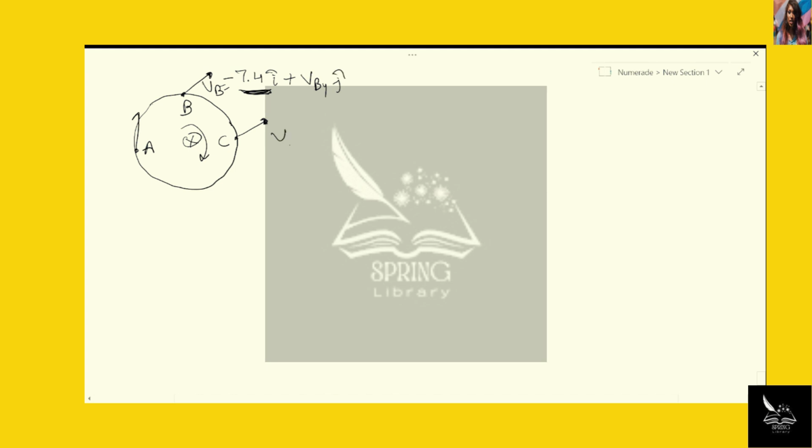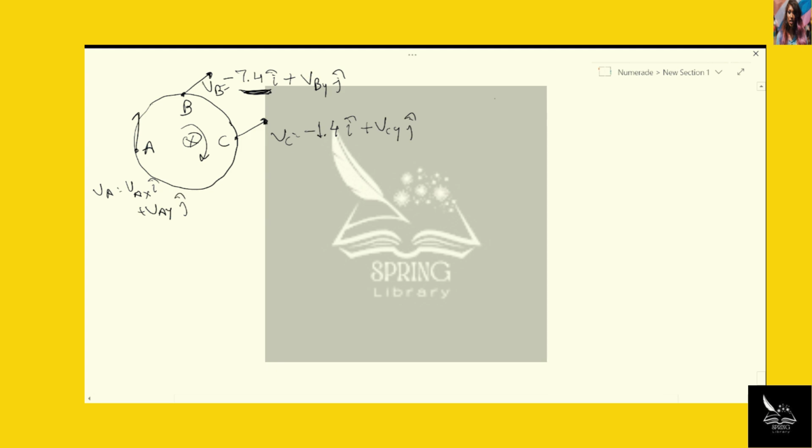At VC, similarly, we know the x component. This is minus 1.4. These are all in meters per second, so I'm not writing down the units. So we'll assume all of them to be meters per second. So this is velocity at point C, and at point A, this time we don't know the x component, but we know the y component.